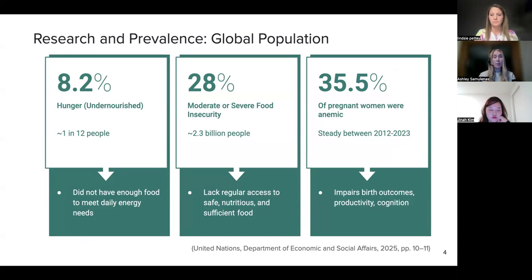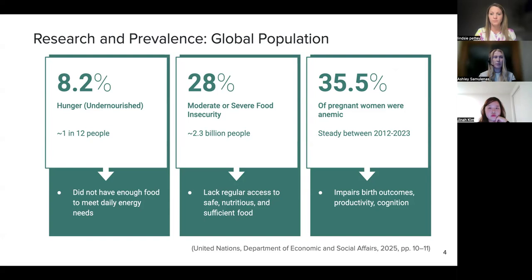Then, according to UN Women, women and girls may be put in a position where they are first to eat less due to gender discrimination. This puts pregnant and lactating women at a significantly higher risk of anemia due to inadequate food and poor nutrition, with 35.5% of pregnant and lactating women worldwide suffering from anemia, which can impair birth outcomes, productivity, and cognition. And those cognitive effects and birth outcomes are obviously irreversible.